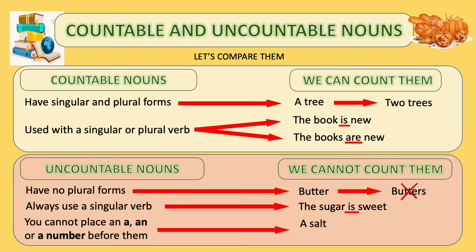For example, a salt. That is incorrect. Or an advice. This is also incorrect. You can't have a bread. This is wrong. Or three breads or three bread. These are all wrong and we cannot count them in this sense.